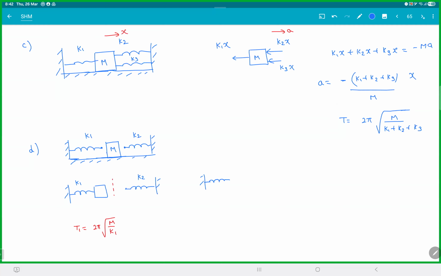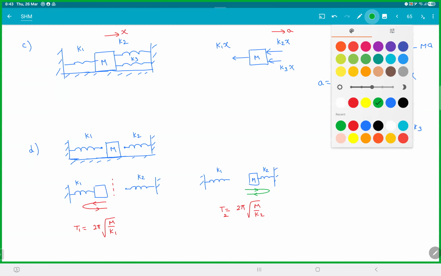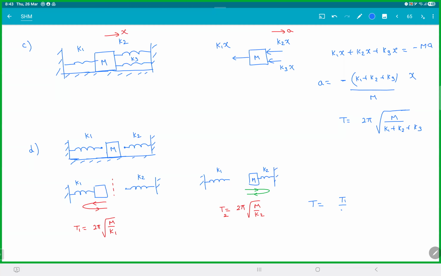But if you go to the right-hand side, then K2 will push the block, K1 will do nothing. Then here the time period will be 2 pi root over M by K2. But you're doing half of this and half of the other one, isn't it? So if you look at your motion, when you're going left, you're doing half of this motion. And when you're going to the right hand side, you're doing half of this motion. So the total time period will be T1 by 2 plus T2 by 2, pi into root over M by K1 plus pi into root over M by K2.